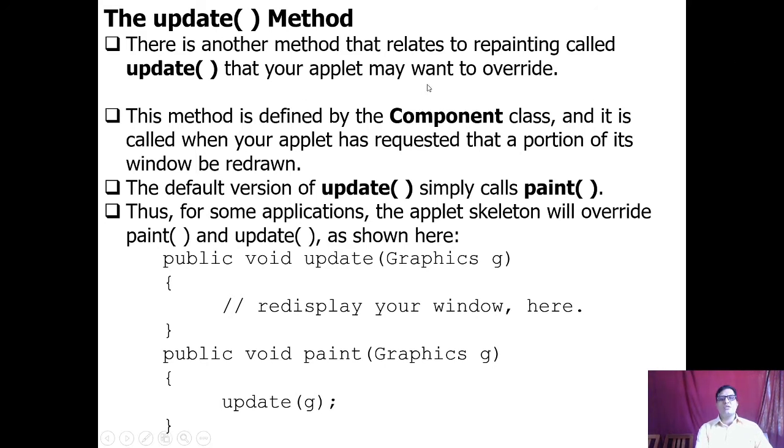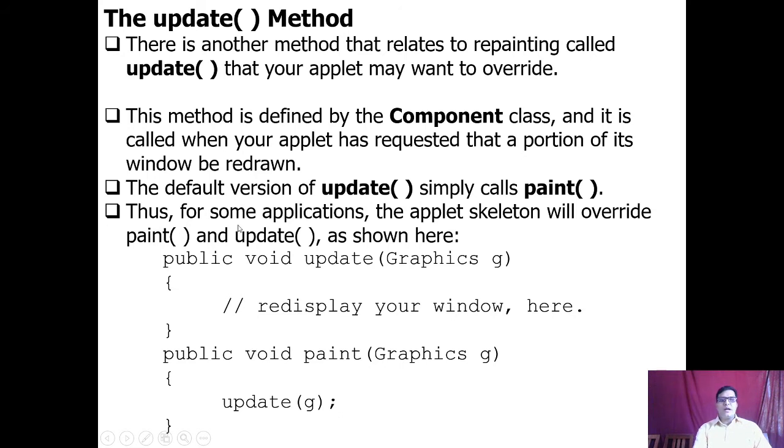As you know what is the meaning of update, right? It is called whenever your applet has requested that a portion of its window be redrawn. So whenever we are calling this update method, a portion of our window has been requested to be refreshed, to be redrawn. Redrawn means redisplay. Let us see, the default version of update simply calls the paint method. Even if you are calling this update method, it simply calls the paint method. So if you are implementing the update method also, you are calling the paint method only.